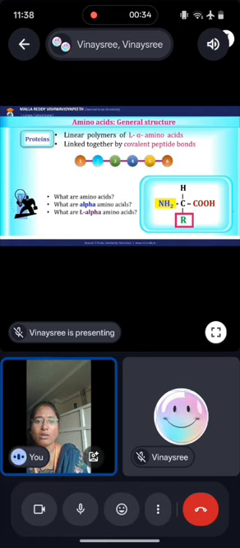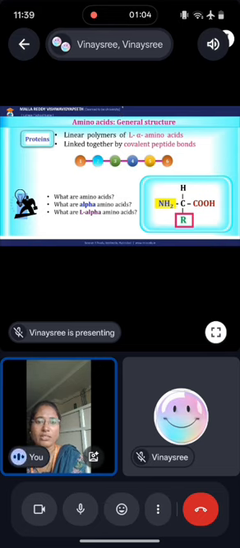And what are amino acids? You can see the structure over there. It contains an amino group, you can see this is the amino group, and a carboxylic acid group. Then R represents the side chain, and H. So we call it a chiral carbon, the chiral carbon containing amino acids.